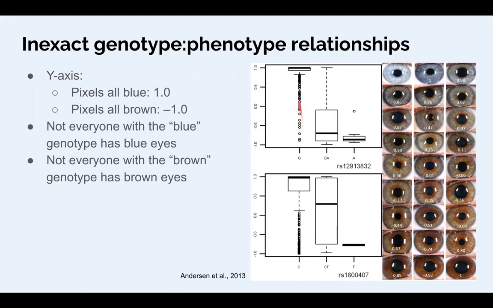So individuals with the G allele scored way more on the positive end of this range, looking at blue eye color. People homozygous for A were very strongly in the brown color. Same thing here, individuals homozygous for T at this gene, this location, very strongly brown eye color, and then a little bit more likely to be blue eye color with the C allele there.